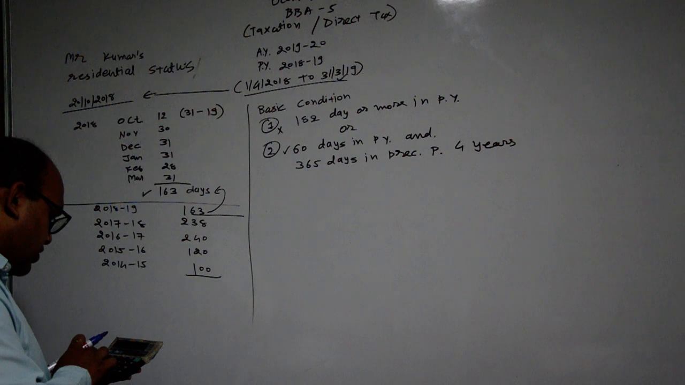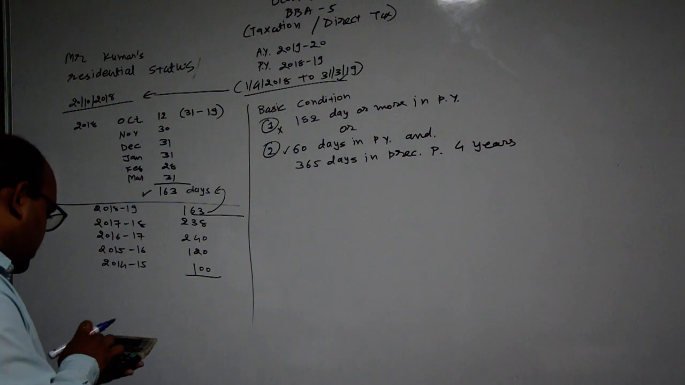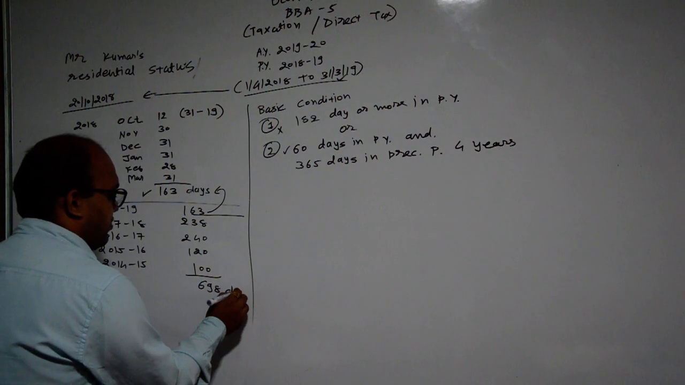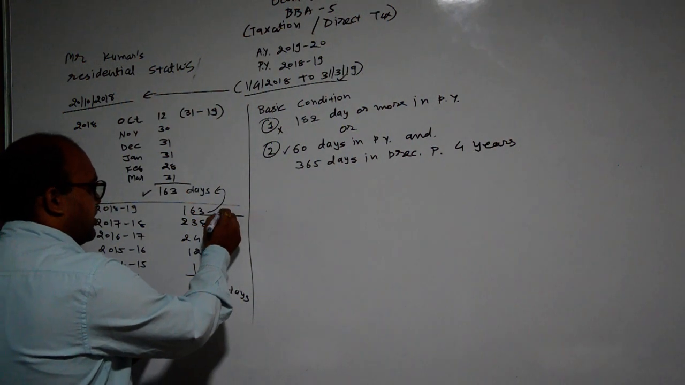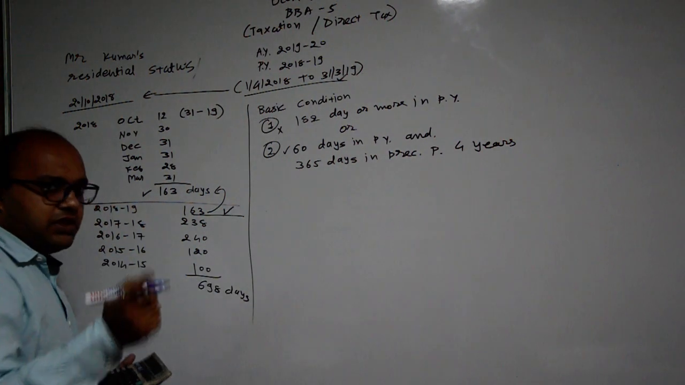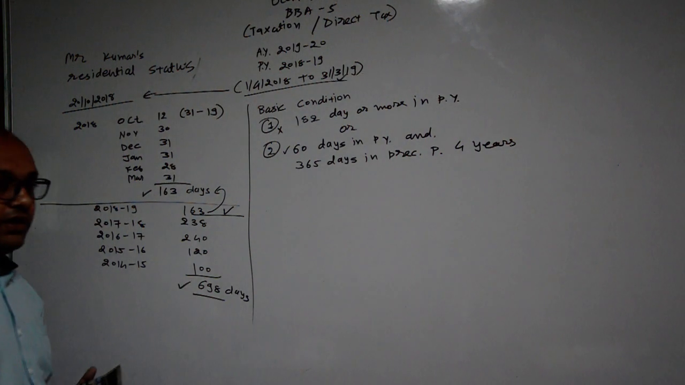240 plus 120 plus 100. So 698 days. It means in the previous year he stayed in India for more than 60 days, and in the preceding previous 4 years he stayed in India for 698 days.